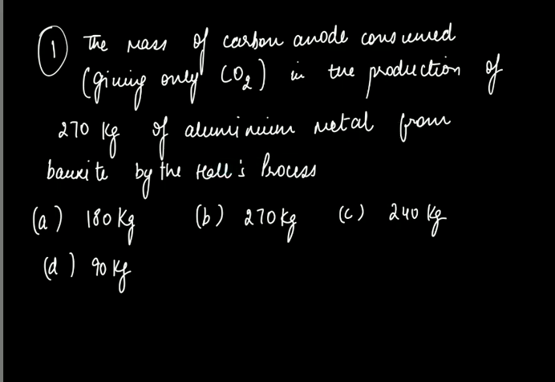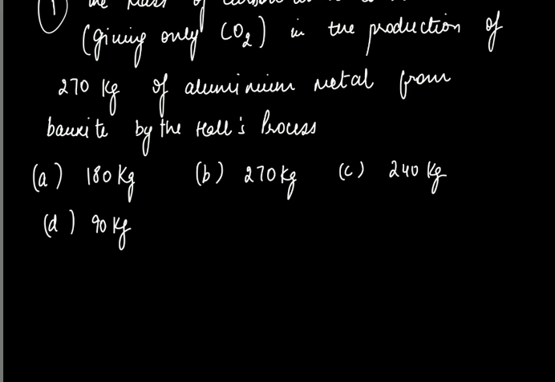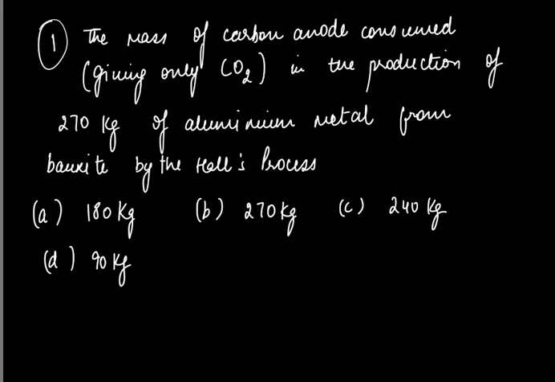So now we'll only be writing the equation that we need to be aware of if we are doing this question, that is, what happens in the Hall's process. It's more or less a reduction reaction. First thing we should also know what bauxite is. Bauxite is an ore of aluminium, Al2O3·2H2O. So it's a hydrated oxide of aluminium.